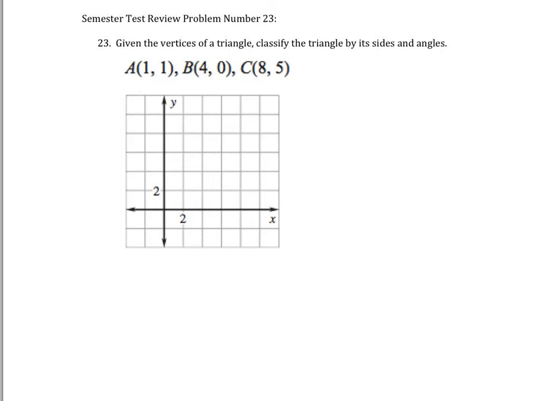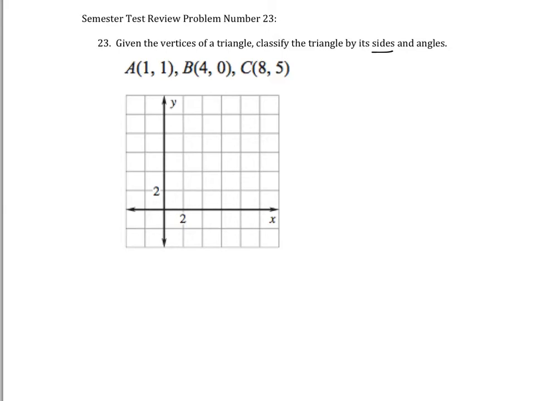All right, we're asked to classify this triangle by both its sides and its angles. So just really quickly, think about what names we give a triangle when we know its side lengths. When all the sides are the same, we call it equilateral. When two sides are the same, it's isosceles. And when no three sides are the same, we call it scalene.